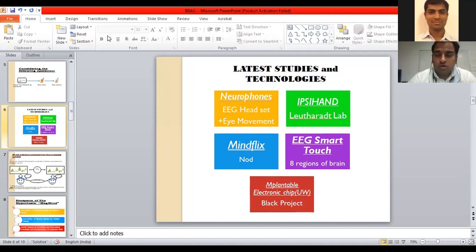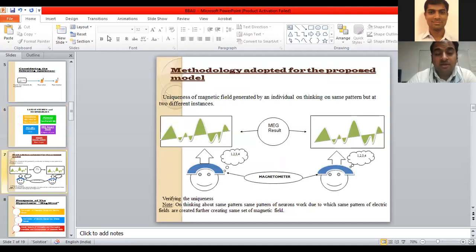So this I've already elaborated to you. What would be the methodology adopted for the proposed model? I will read it out so that it is clearer. Uniqueness of the magnetic field generated by an individual on thinking the same pattern at two different instances. For example, a person is thinking 1, 2, 3, 4, and there is the MEG result which is generated.